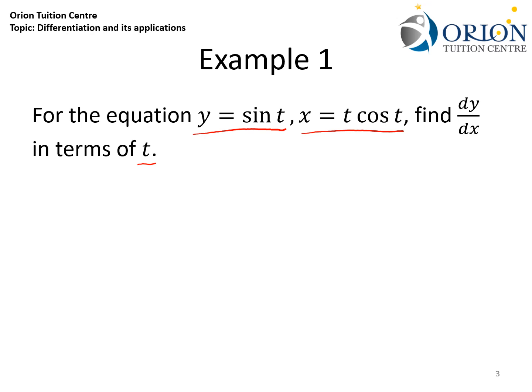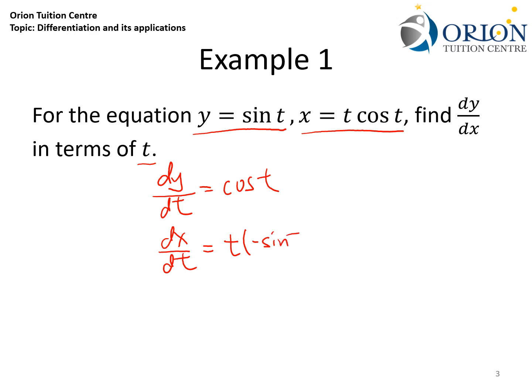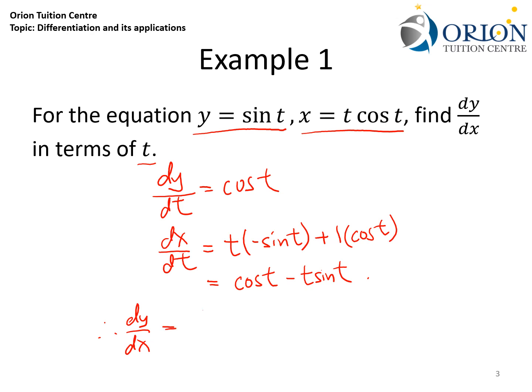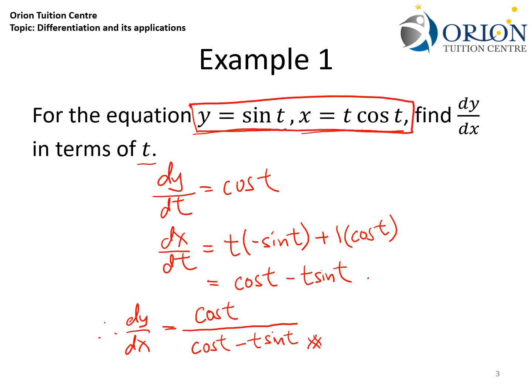So dy/dt will simply be cosine t, and dx/dt will be equal to t multiplied by negative sine t plus 1 multiplied by cosine t, which becomes cosine t minus t sine t. And therefore, dy/dx will be dy/dt, which is cosine t, divided by dx/dt, which is cosine t minus t sine t. And this is the differentiation of our parametric equations.